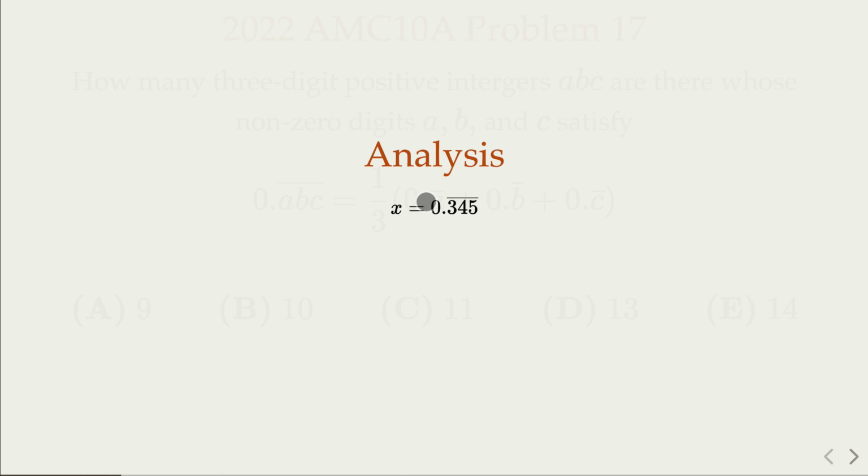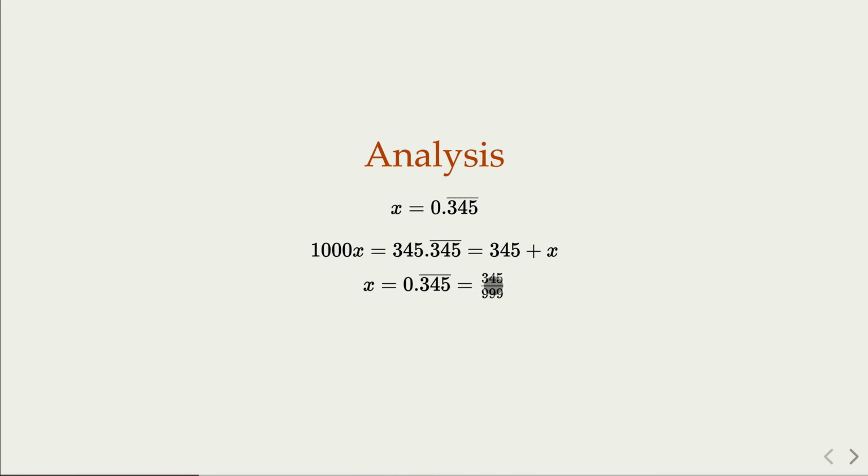Okay, so you should know that for this repeating pattern, the way to figure it out is to multiply by 1000 on both sides. You can get this equality. When you solve it, you have whatever the number is divided by 999. Similarly, for a single digit, you know that it's going to be 7 over 9. So we plug in the original equation.